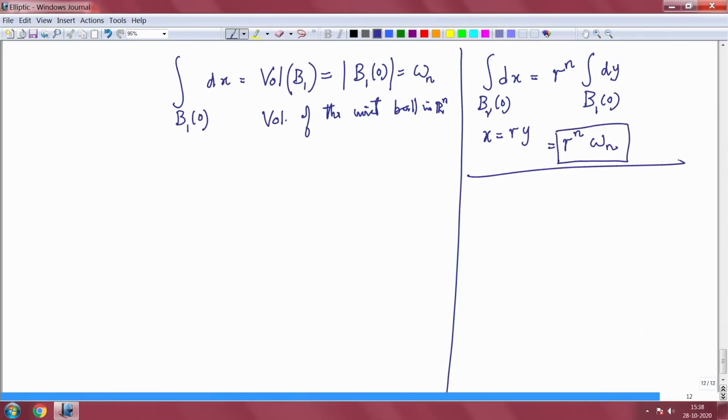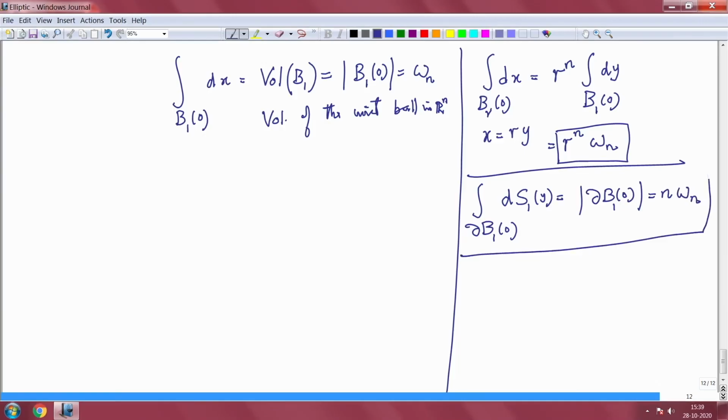Similarly, you have a surface area. If you have a surface, you are integrating, you have learned now the surface measure. So, if you have the boundary of B1 of 0, you are integrating with respect to the surface measure on the unit sphere. I just mentioned ds1, this is with respect to y, this is nothing but the surface area of the surface of B1 of 0, and you can prove this. I will come to that, maybe I will give a proof of that.